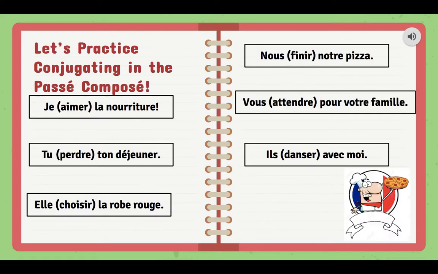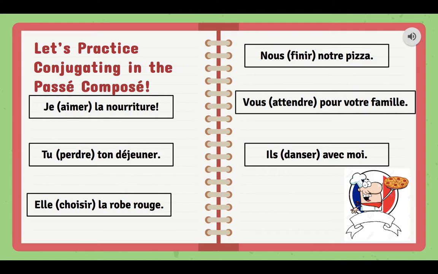Now that you have acquired the skills you need, let's practice conjugating in the passé composé. Number 1. Je, aimer, infinitive, la nourriture. Number 2. Tu, perdre, infinitive, ton déjeuner. Number 3. Elle, choisir, infinitive, la robe rouge.